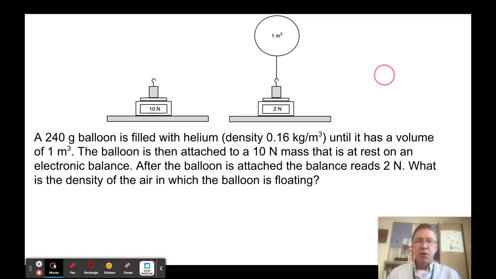Okay, let's do one more. Okay, so now this is kind of weird, but I've got a 240-gram balloon. That's a pretty heavy balloon.